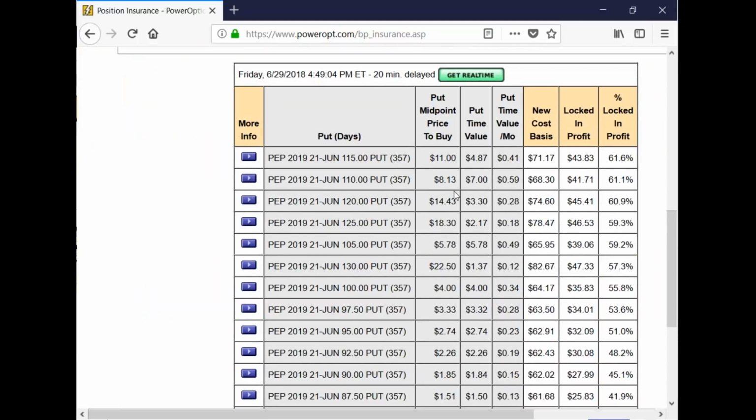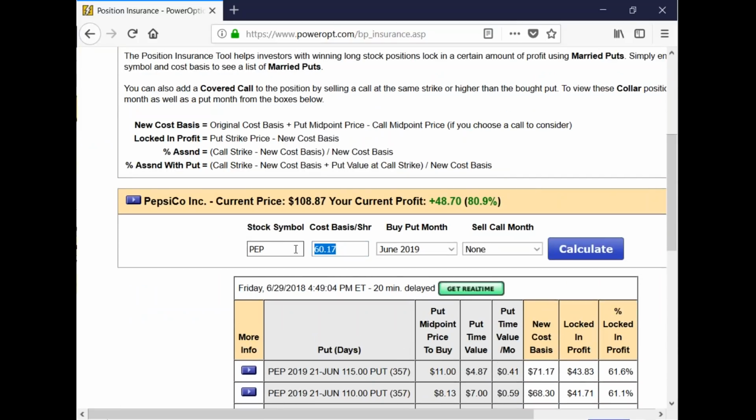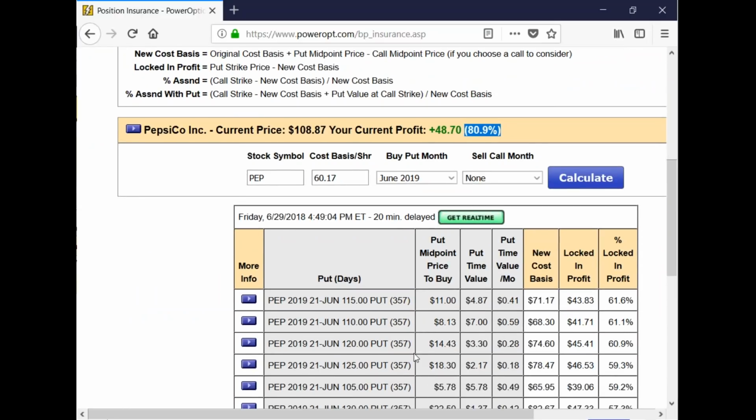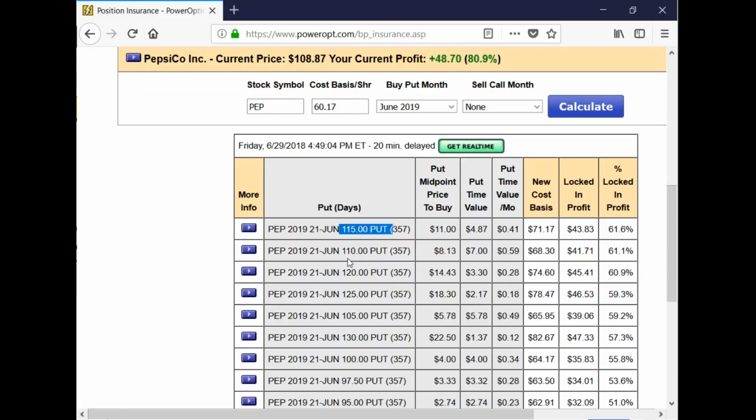But this tool automatically calculates for me, if I had a cost basis of 60.17, I've got an 81% yield on the position. And look at the top two that come up, the 115 and the 110. They lock in the most amount of profit. Now, this might be skewed because of the bid-ask spread on this position, but the 120 looks like it's costing you a little bit more, 0.5%, 0.2%. That's okay as far as that goes. Still one of the highest locked-in profits monetarily. But look, you can still lock in 61.6% of your profit here at the 115.